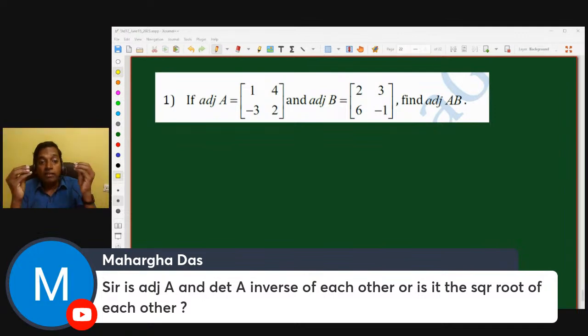Adjoint of A is a matrix. If A is n by n, adjoint of A is also n by n. Matrix A, adjoint of A, inverse of A, transpose of A are all n by n matrices. Determinant of A is a number. It's not a 1 by 1 matrix, it's a number. One number.